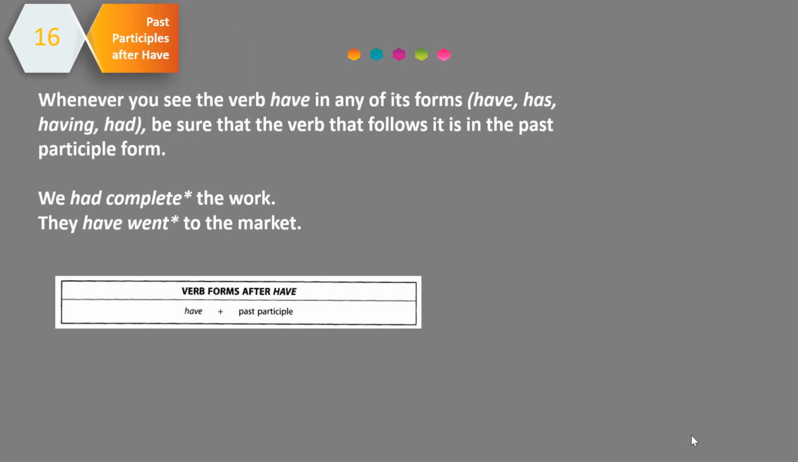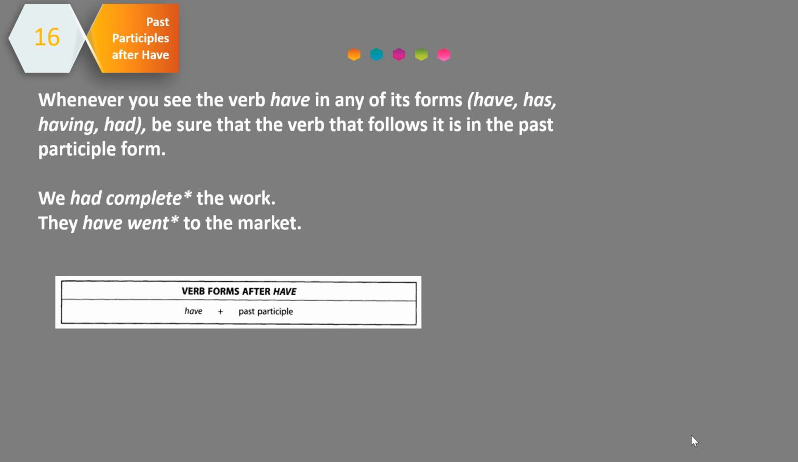For the first lesson is about past participles of the have. Whenever you see the verb have in any of its form, have, has, having, and had, be sure that the verb that follows it is in the past participle form. So after those forms of have, has, having, and had, must be followed by past participle.